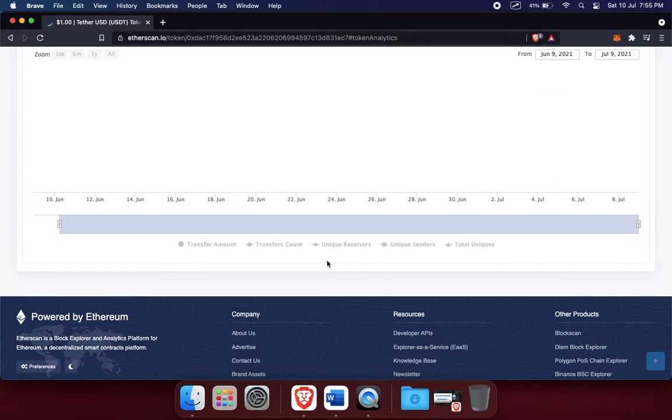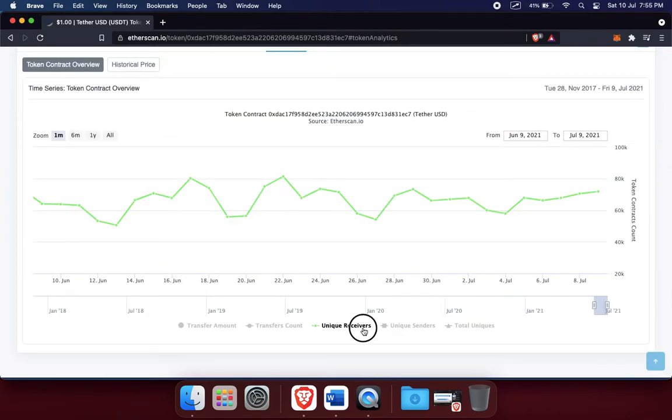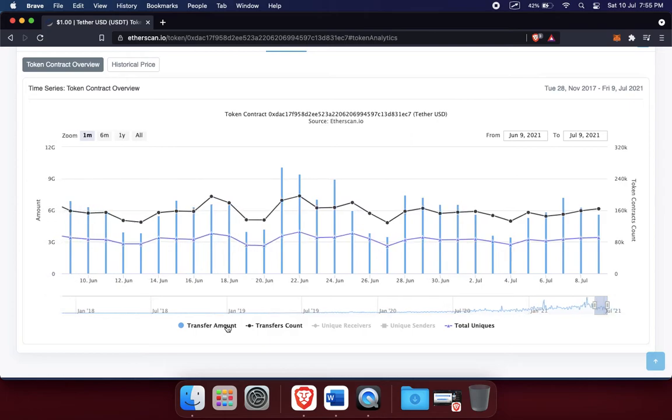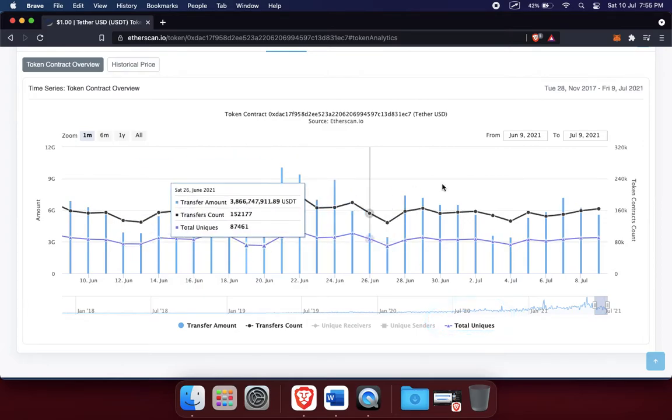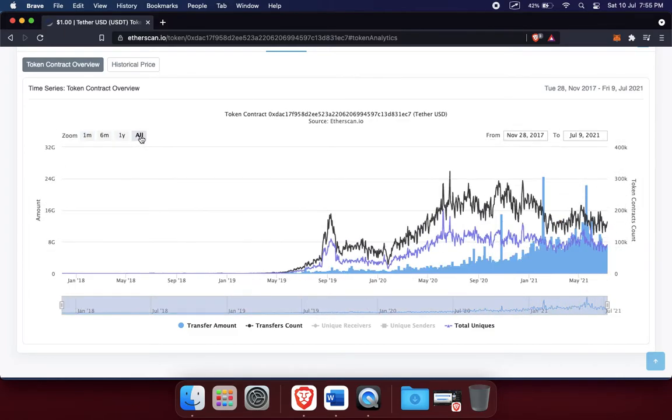You can also see unique receivers. I think this is unique wallets which are receiving it, or total uniques, which is basically receivers and senders. Generally speaking, if the trend is increasing, it means that there are more users coming into the market and using USDT. And you can see it pretty much follows. Of course, this is just a 1 month trend. You can also look at it over 1 year.